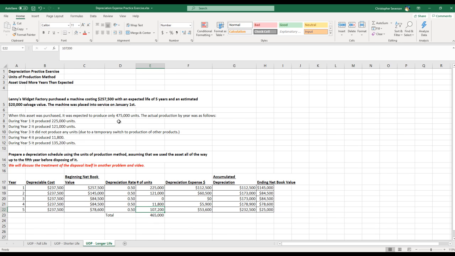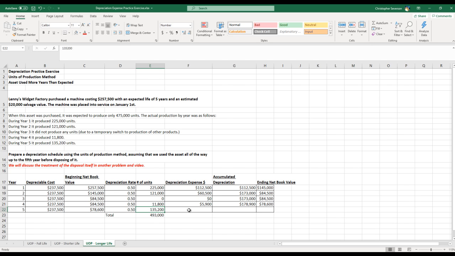Now, in this case, though, I'm going to delete these last two pieces out. In this case, it was expected to only be 475,000 units. All of our first 4 years are the same. But in this last year, we go to 135,200. So that would take us to 493,000 units, which is more than what we expected.